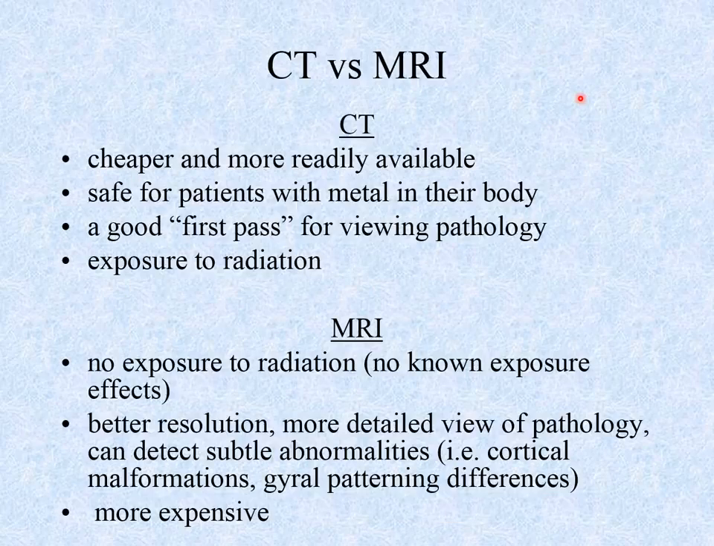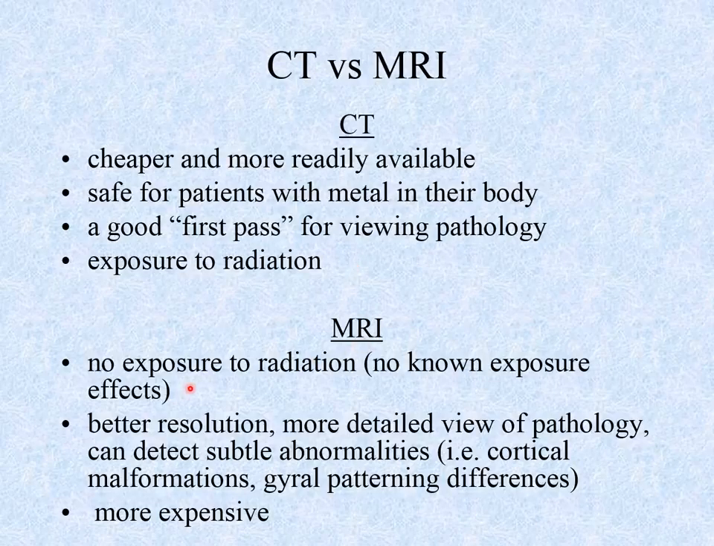Both CT and MRI are used widely. The CT is significantly cheaper and much more readily available. It is safe for patients who have metal in their body, fragments of bullets or other material from implants. It is a good first pass for viewing pathology, but it does have a significant risk due to exposure to radiation. So you don't want multiple CT scans, or at least you want to keep the exposure to a minimum.